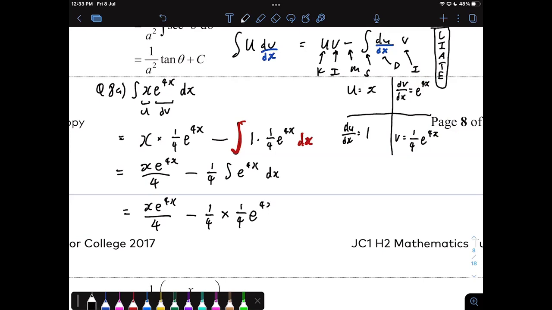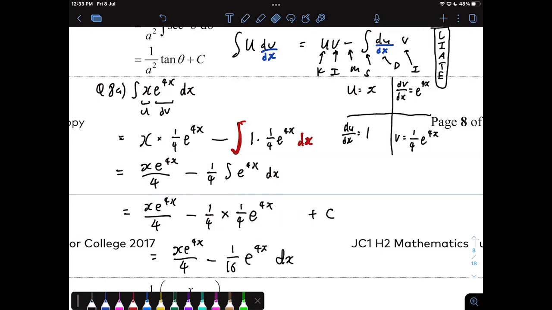Good. But you need an extra copy of the 1/4. Original 1/4 remains. Now you integrate e power 4x, you get 1/4 e power 4x. Again, there's a second copy of 1/4. So now you're done. That's it. Easy or not? Easy.